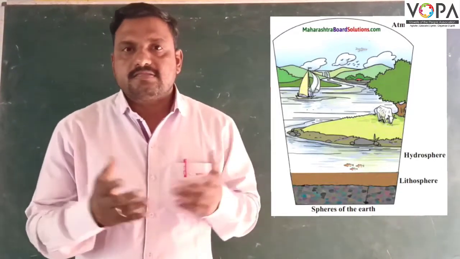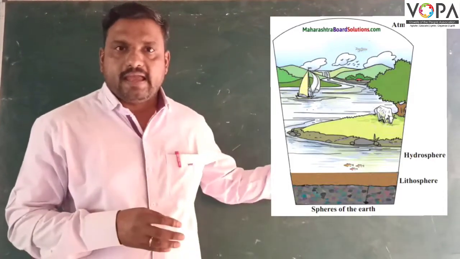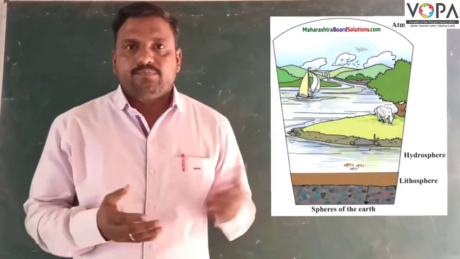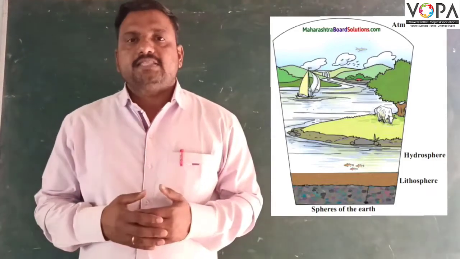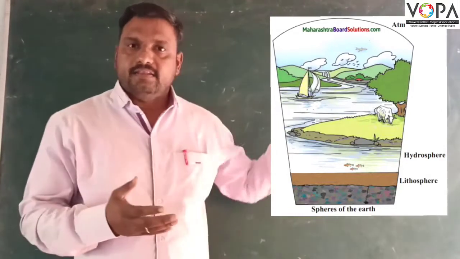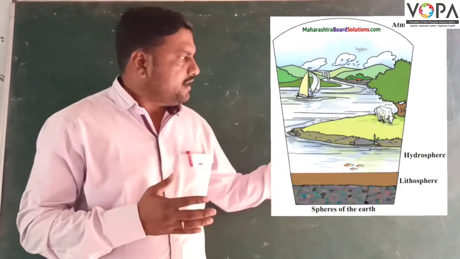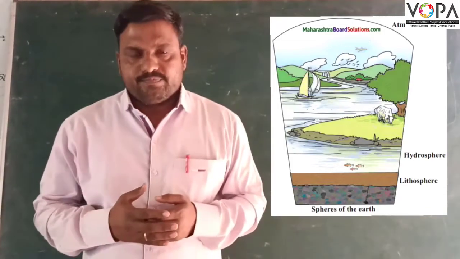Where are the birds? In the air. Where is the cow grazing? On the land. Where are the fish seen? In the water. Where is the tree? On the land. Where is the aeroplane? In the air. On what is the sailboat floating? On the surface of water.